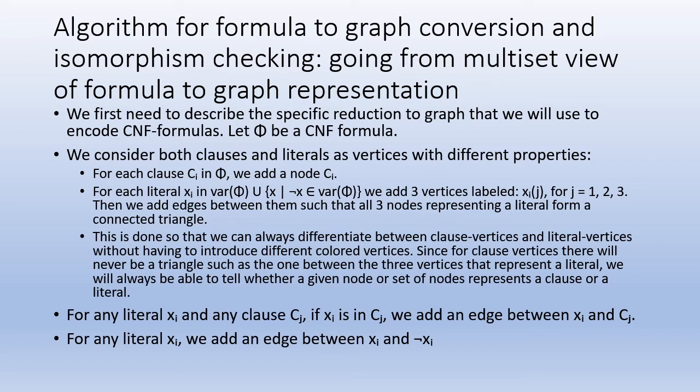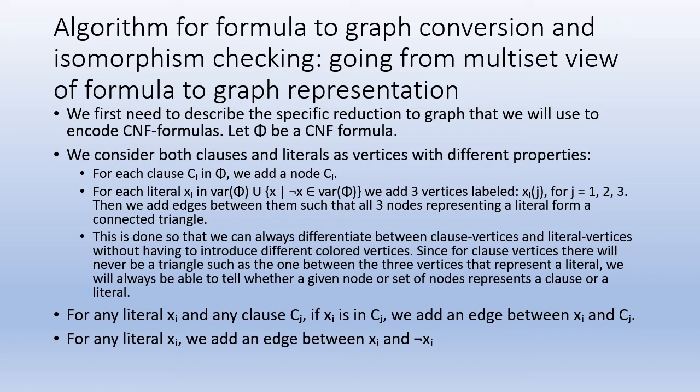We consider both clauses and literals as vertices with different properties. For each clause Ci in phi, we add a node Ci to our graph. And for each literal in the set of variables of phi and their negations, we add 3 vertices, somewhat like adding 3 copies of the same vertex, and we connect them so that they form a triangle. This is done so that we can always differentiate between clause vertices and literal vertices without having to introduce different colored vertices. Since for clause vertices there will never be a triangle such as the one between the 3 vertices that represent a literal, we will always be able to tell whether a given node or set of nodes represents a clause or a literal.